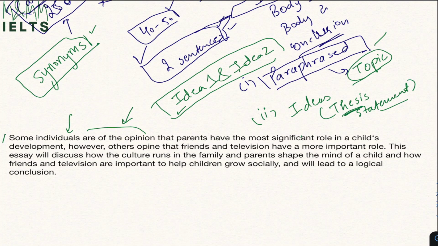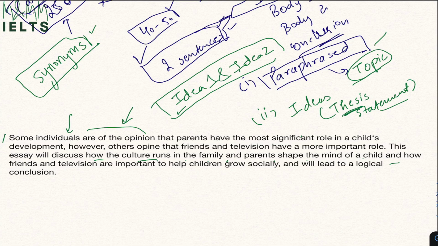Now, what I've done over here is I've taken two ideas. First, parents play an important role. So what I've done is, this essay will discuss how the culture runs in the family and parents shape the mind of a child. So this is my first idea, which denotes that parents play an important role in a child's development. You can go with any other idea. I'm not saying to stick with the same ideas. You can go with any other ones, but whichever idea comes to your mind first, and that should make sense, should be the one that you go for.